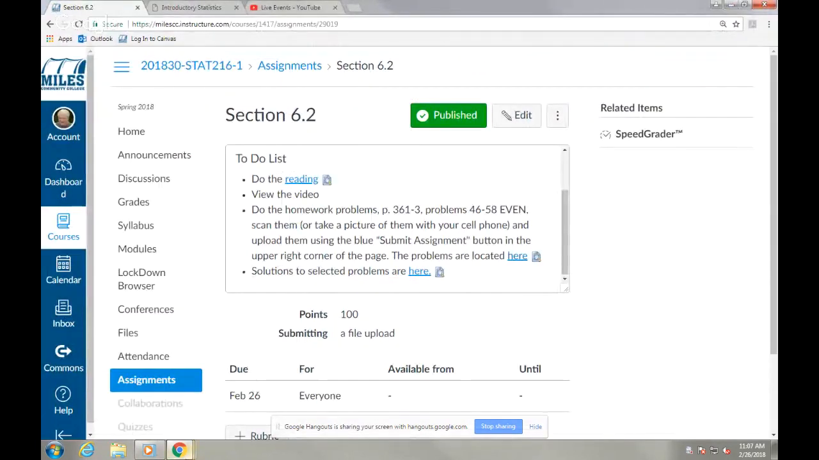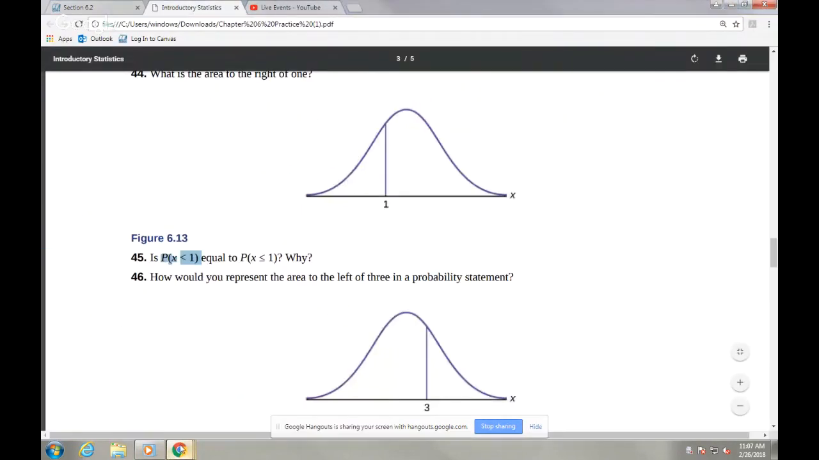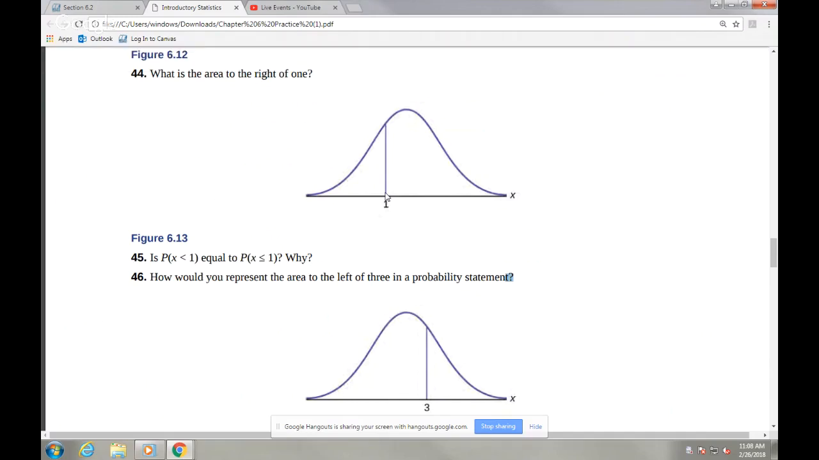Is that area less than or equal to 1 the same as just the less than 1 area? Yes, I'm seeing a nod. Why is that? Because it's within that amount. Okay, actually, I asked the wrong question here. So are the areas the same? Of course they are. Are the probabilities the same? Yes, because probability is measured by area.